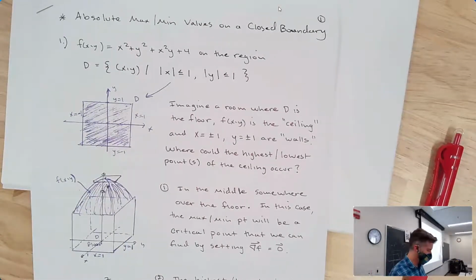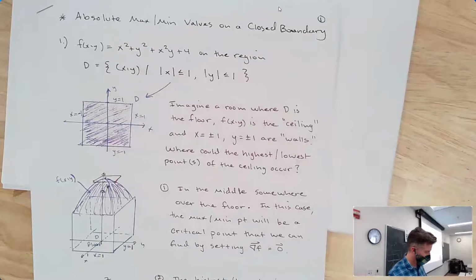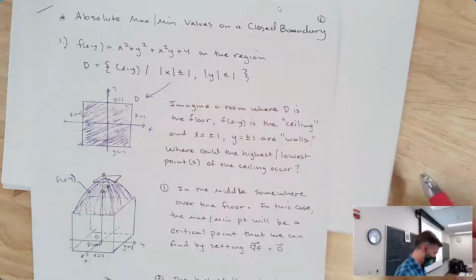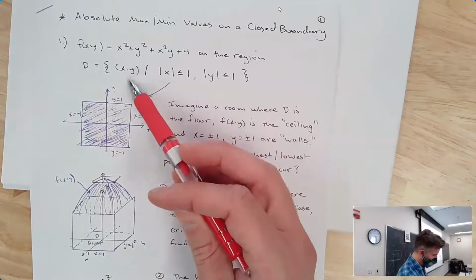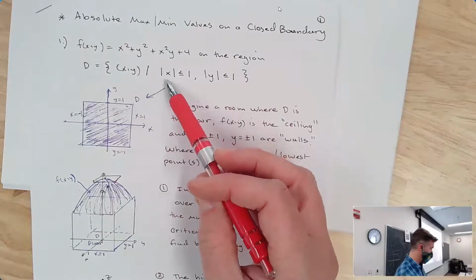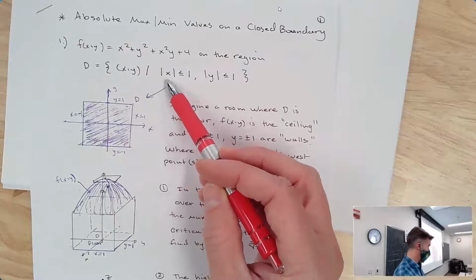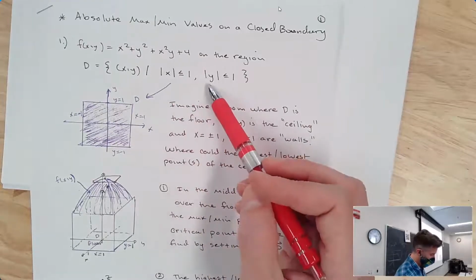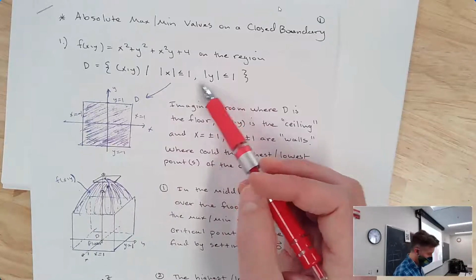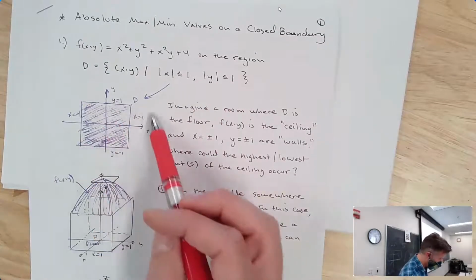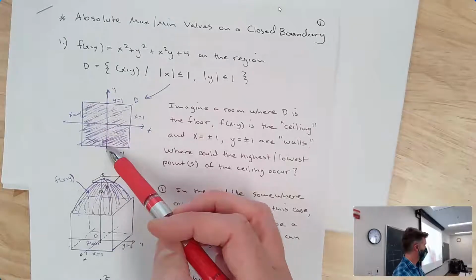We're going to look at the function f of x y equals x squared plus y squared plus x squared times y plus 4 on the region all points where x is between -1 and 1, or you can say the absolute value of x is less than or equal to 1, and the absolute value of y is less than or equal to 1, or y is between -1 and 1. So here is what our region looks like. X and y are both between -1 and 1.